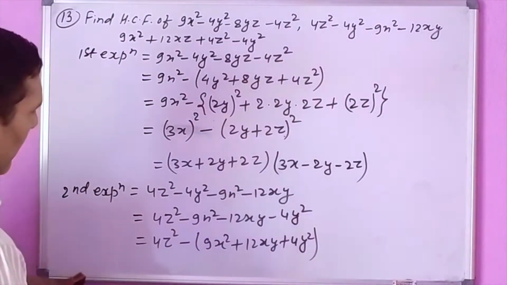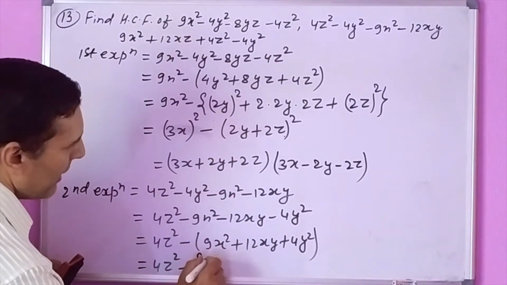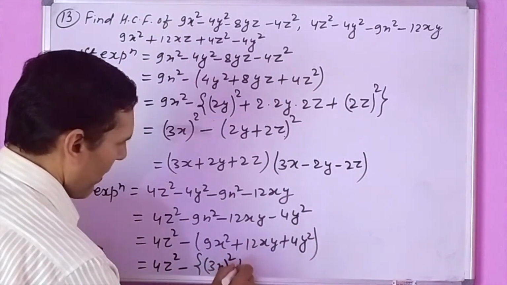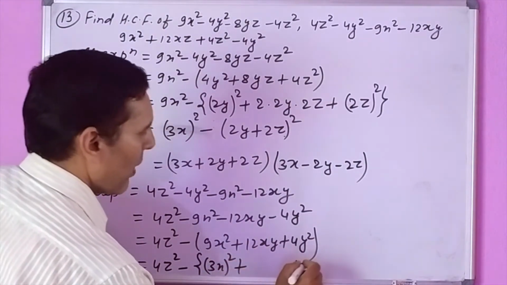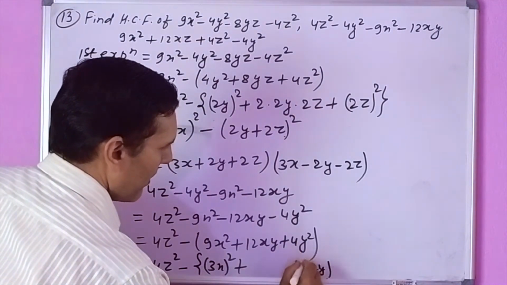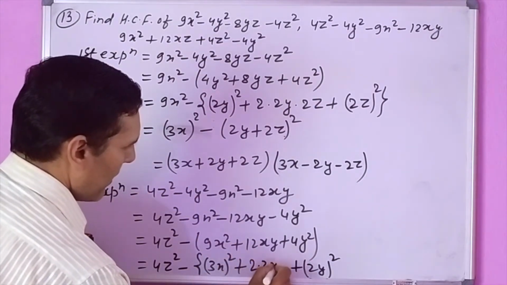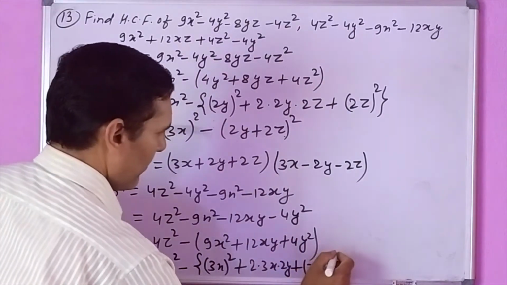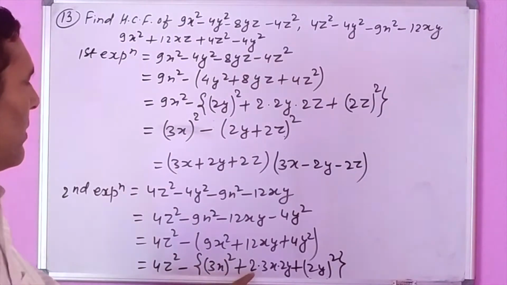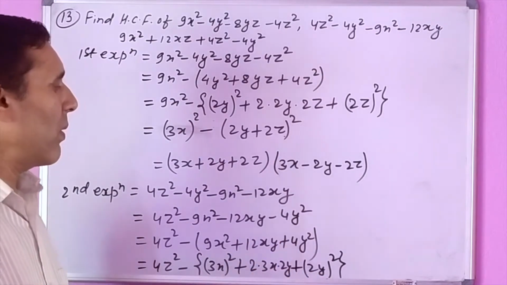We can check it by writing one line more, 4z square as it is. Now this 9x square is the square of 3x, plus this 4y square, square of 2y. Now in the middle we need 2ab, a is 3x, b is 2y. Now look here, square of 3x, 9x square, 2 into 3 into 2, 12xy, and square of 2y, 4y square.